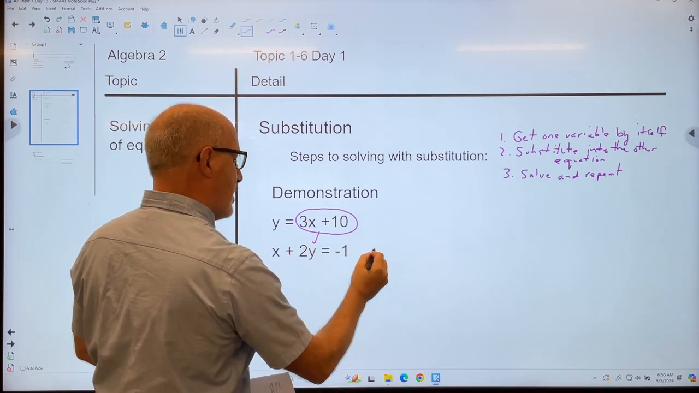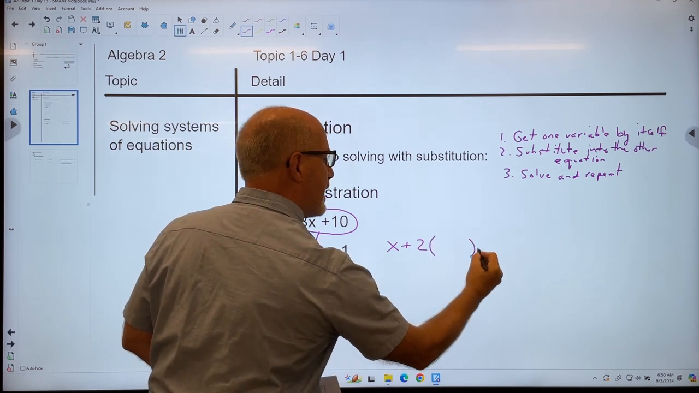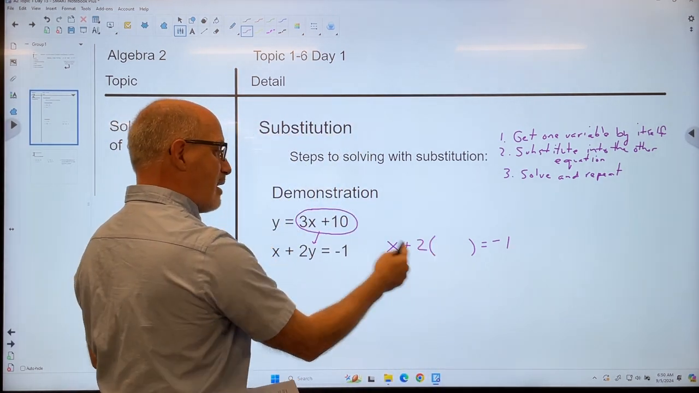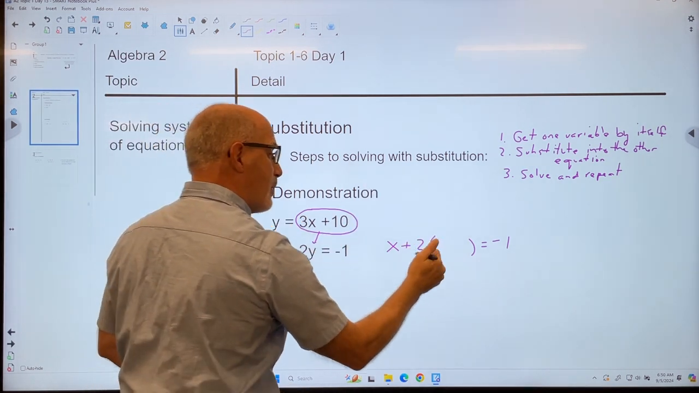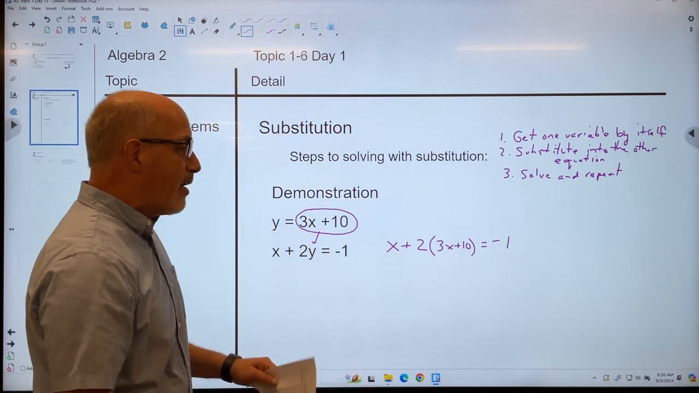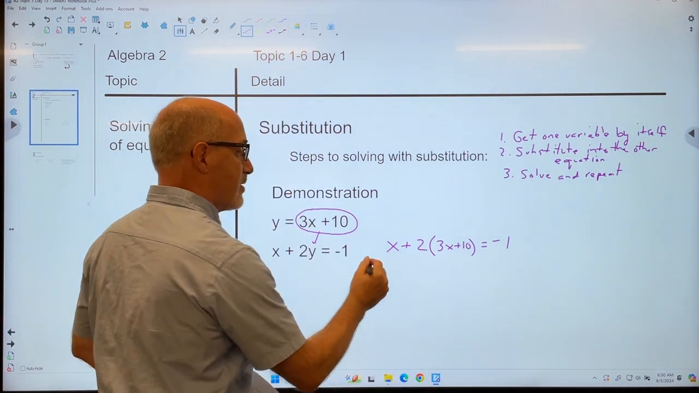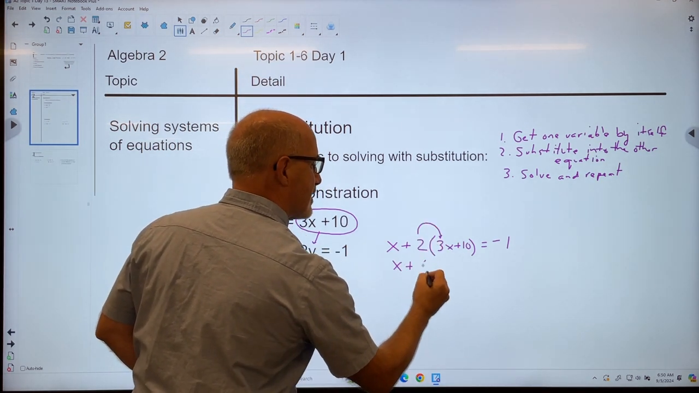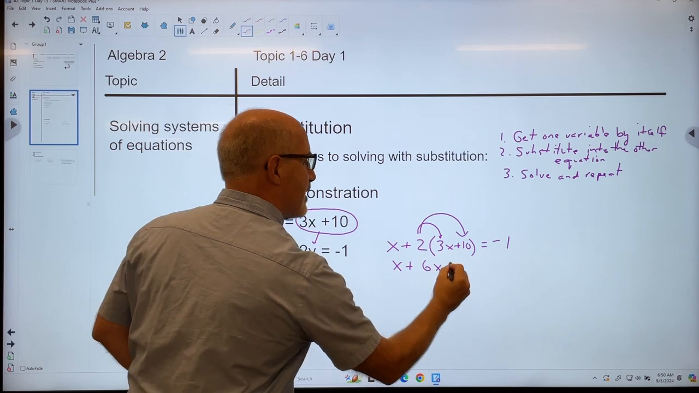So how this will look is I'll have x plus, and wherever I'm substituting that variable that's coming out, I like to put a parentheses in the place of it to know that the y has come out, and this 3x plus 10, since it equals y, it can go in its place. Whatever it's equal to can go in and substitute. Now I've got an equation that only has x's in it, so I can now solve that equation for x. So I'm going to have x plus, now distribute, so 2 times 3x is 6x, and distribute to the other one. So 2 times 10 is 20.